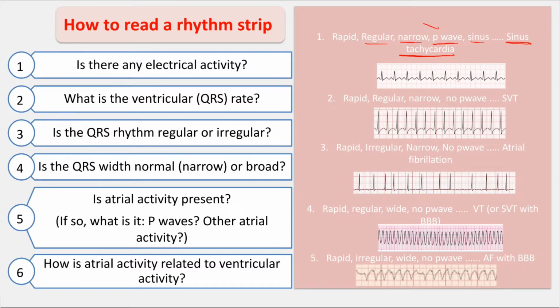The second most common is atrial fibrillation. In atrial fibrillation, is there electrical activity? Yes. What is the QRS rate? Usually the QRS rate is rapid in these cases. Is the rhythm regular or irregular? It is irregular. Fourth question, is it narrow or wide? It is narrow. What about atrial activity? There is no atrial activity, there is no P wave. So there is no P wave and it is irregular. It is atrial fibrillation.